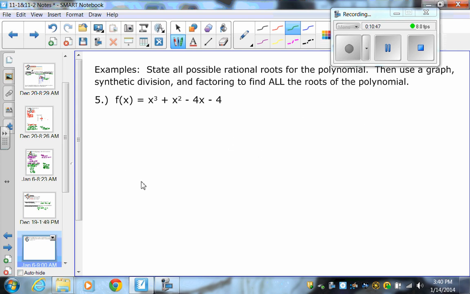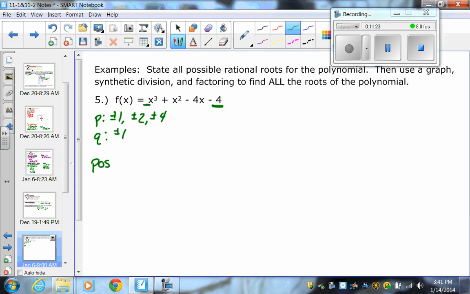In these examples, it says to state all possible rational roots for the polynomial, then use a graph, synthetic division, and factoring to find all the roots of the polynomial. So the first thing we're going to do is find all the possibles. So I'm going to list out all the factors of p. Remember, p comes from the constant term. So the factors of 4 would be plus or minus 1, plus or minus 2, plus or minus 4. Your factors of q come from your leading coefficient. So in this case, it's just 1.